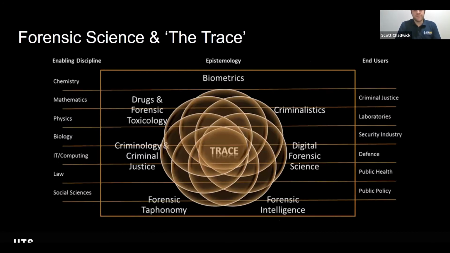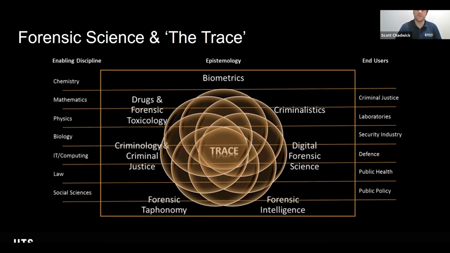And when we think about forensic science, I've been talking about this idea of the trace. And in forensic science, the definition of a trace refers to a remnant of a past activity or person. And that's kind of what we're trying to study here. And it doesn't matter what it is, the fundamentals are all the same.